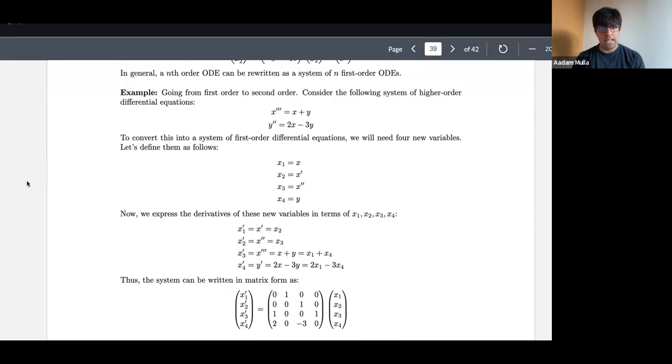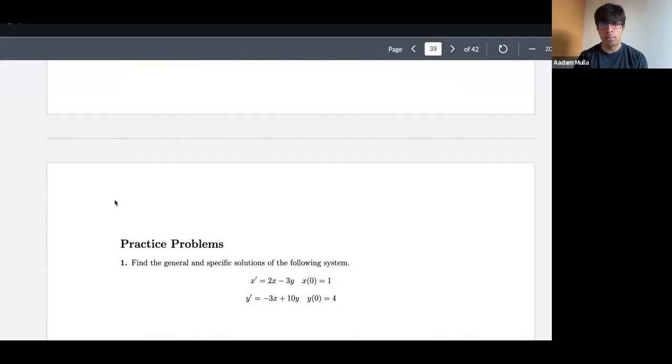This one is more tricky to understand, but let's go through the steps. For x, we're going to need 3, and for y, we're going to need 1 more. So we're going to need 4 in total. x triple prime equals x plus y. x1 is given as x, x2 is going to be x prime, and x3 is going to be x double prime. I think actually we are missing one, so this is not a good example. This example might be incorrect.